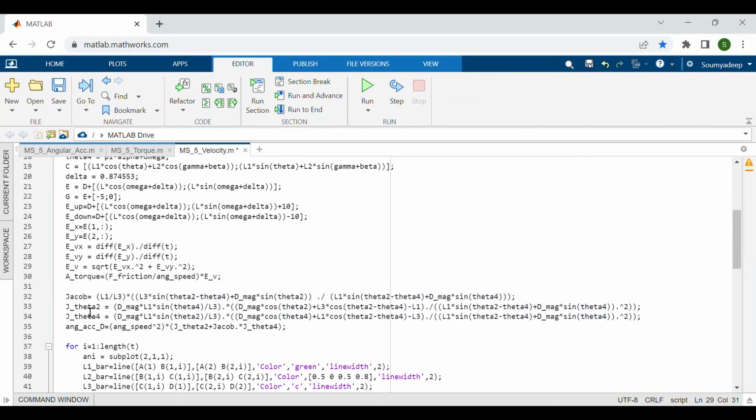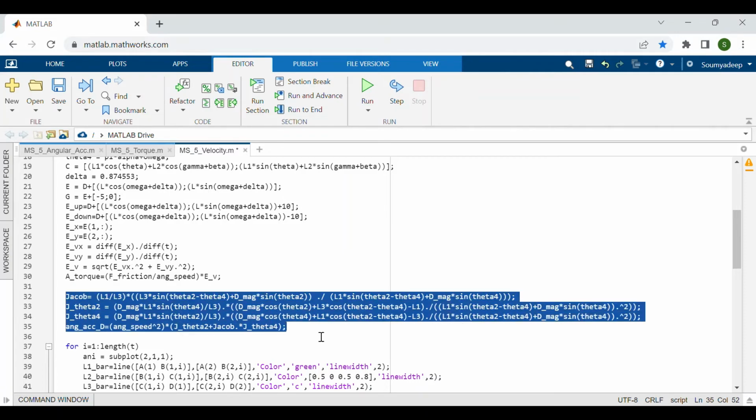In this code, to find the velocity of E, we use the internal function of MATLAB to differentiate. This is the code, and this is the code for the torque velocity relation, and this is the code for the acceleration.